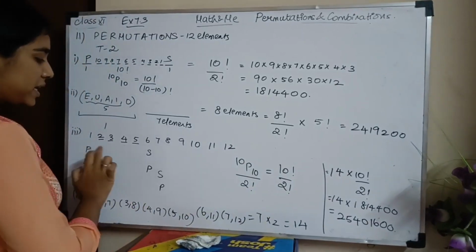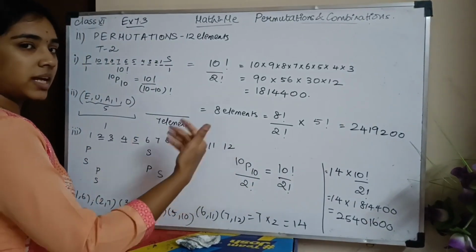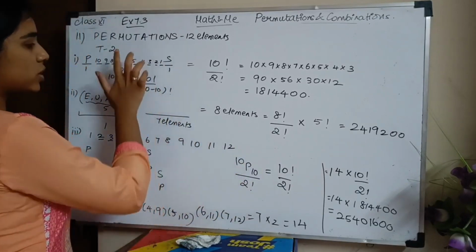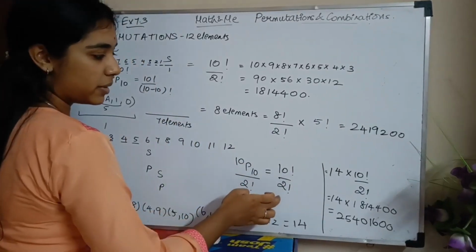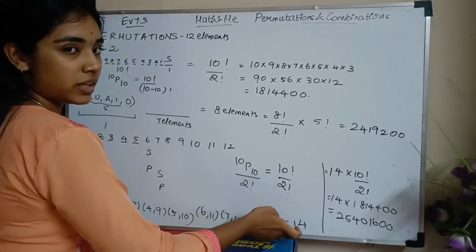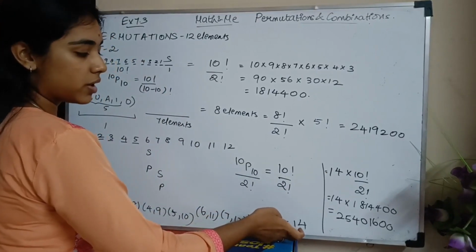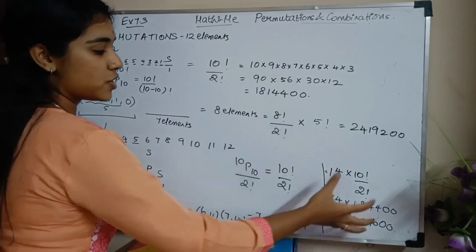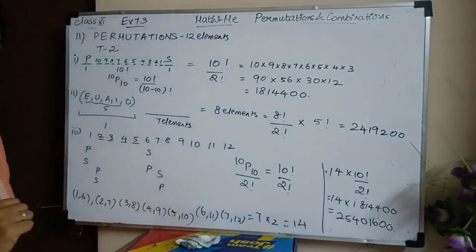Now, after placing P and S, I have 10 more places. So 10 elements, 10 more places. So that can be arranged in 10P10 divided by the 2 factorial consideration. So I have 10 factorial by 2 factorial times 14, because I have to take this also into account, where P and S are placed with 4 letters of space between them. So it will be this.